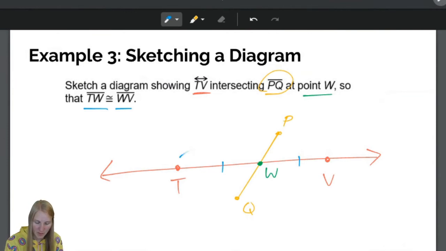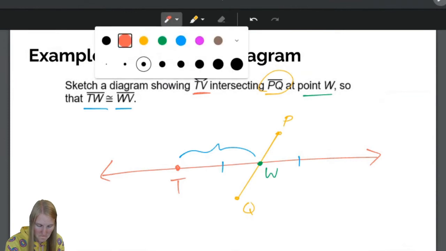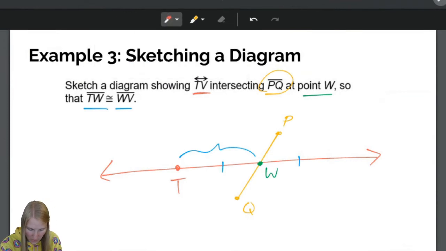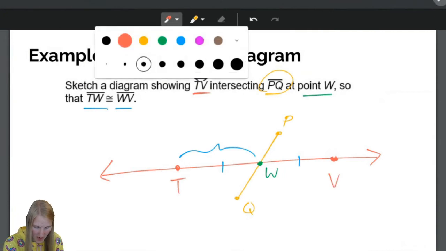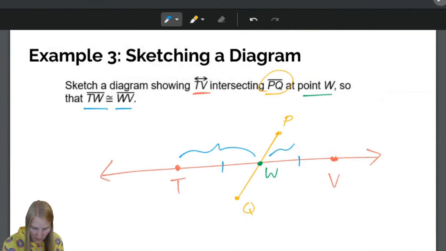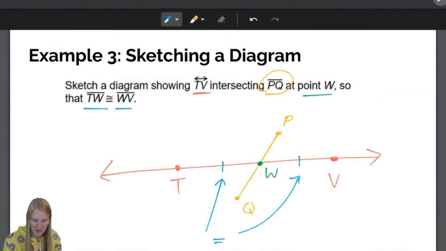Okay, TW looks a little bit bigger than WV, so I am gonna move point V over here. And now they look the same, and even if they're not perfectly the same, I put tick marks there. And remember, these tick marks mean congruent.